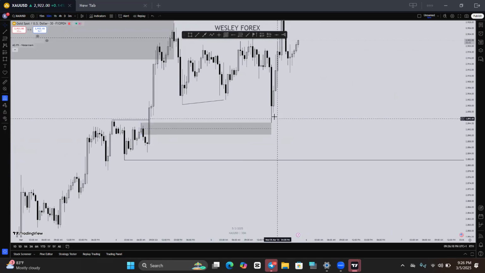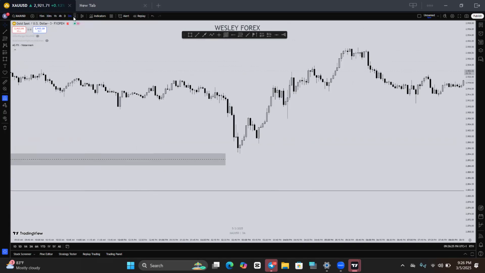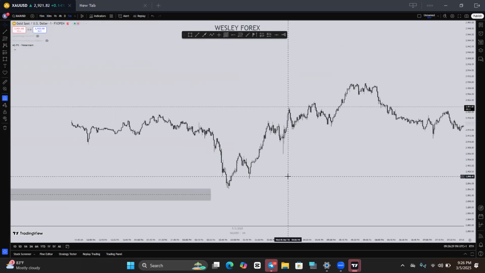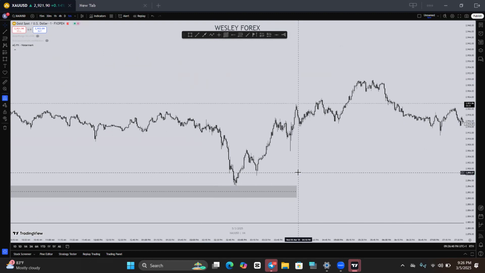Now we want to take entries here. So I'm going to go down to the 3 minutes time frame, or the 1 minute time frame. You see how we've come down from the 4 hour time frame to the 1 minute time frame? Now on the 1 minute time frame, what am I going to be looking for? I'm going to be looking for a signal, something that is signaling me that we're going to have a change of trend.